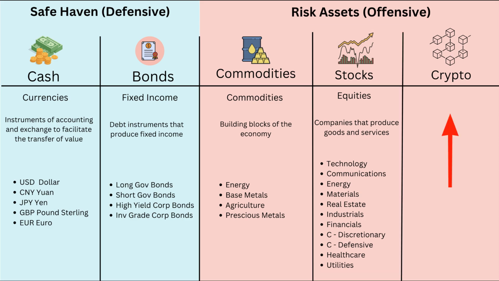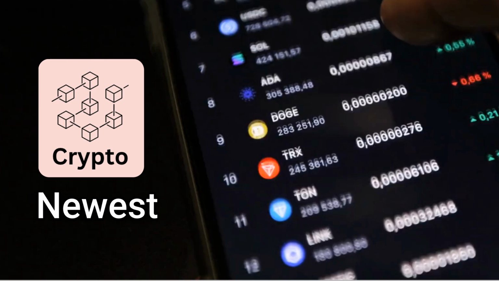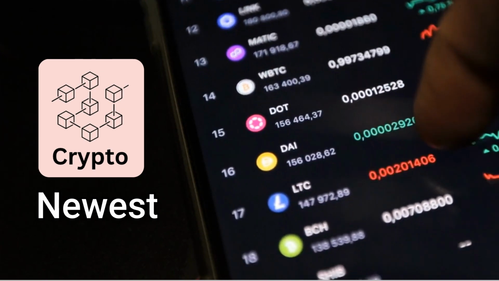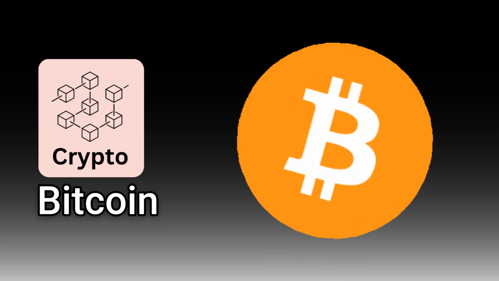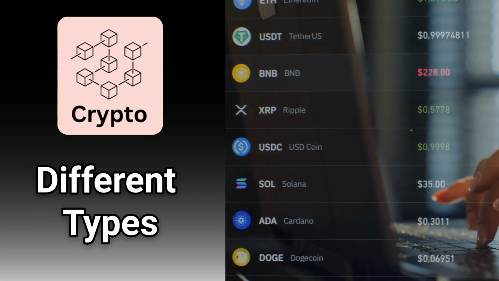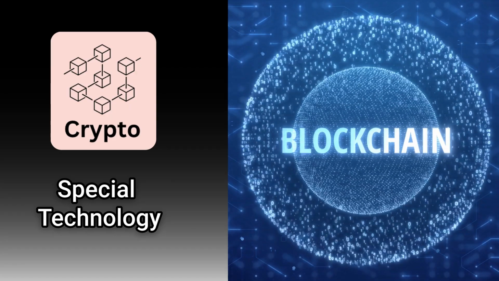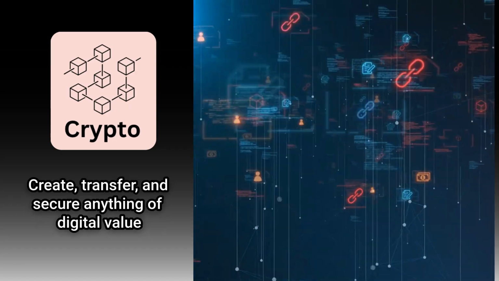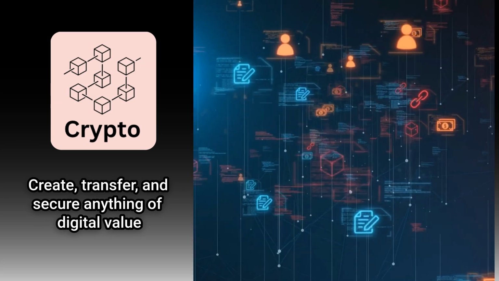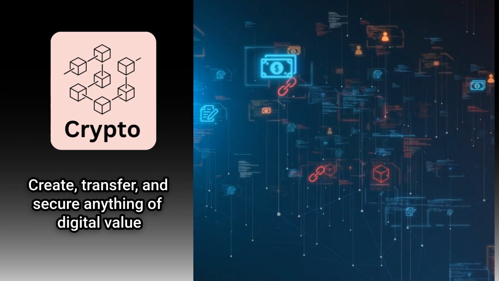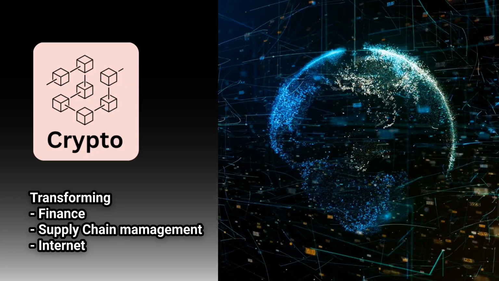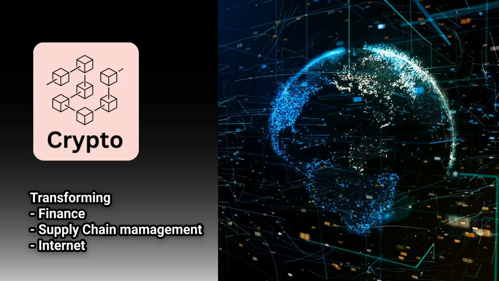Last but not least is crypto. Crypto is the newest of the 5 major liquid asset classes made popular by the rise of Bitcoin, the first blockchain technology. There are different types of cryptos, but for the most part, they all use special types of technology to build decentralized networks that can create, transfer, and secure anything of digital value. This opens up a new use case for transforming finance, supply chain management, and the internet itself.